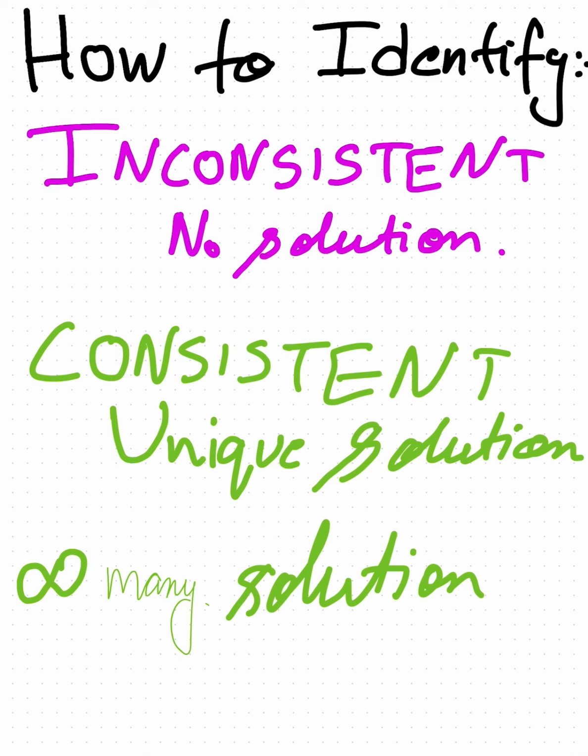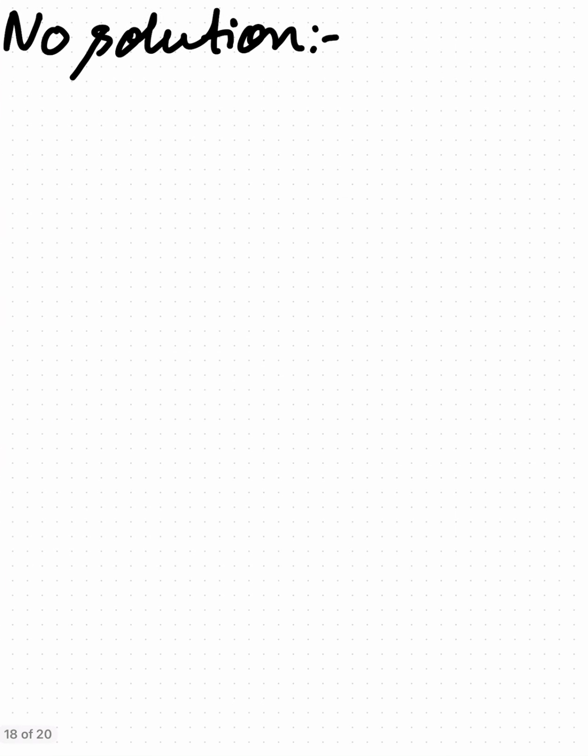Video on linear algebra. In this video, we'll learn how to identify if a system of equations reduced to reduced row echelon form is inconsistent and has no solution, is consistent and has a unique solution, or is consistent and has infinitely many solutions. I'll show a couple of examples while I do it.